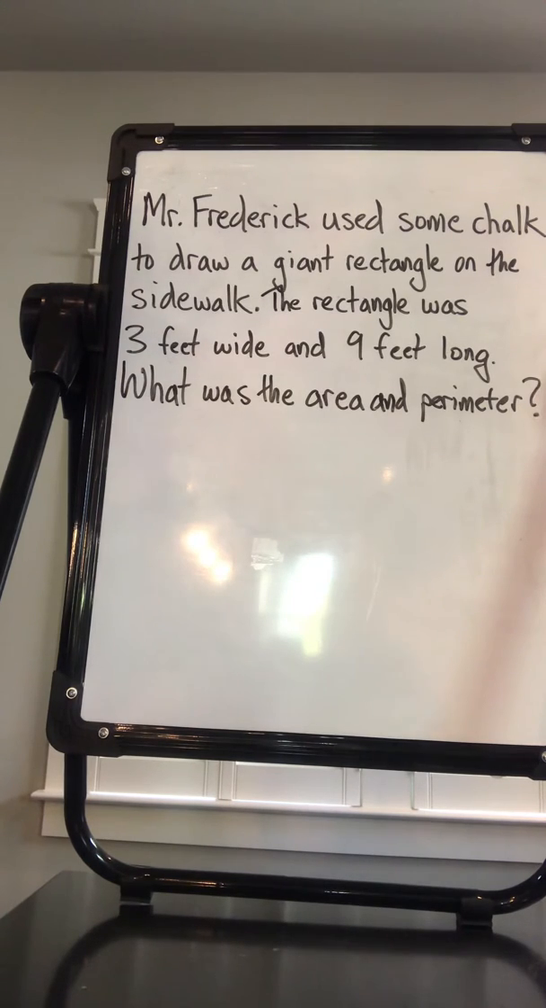I'll read it one more time. It said, Mr. Frederick used some chalk to draw a giant rectangle on the sidewalk. The rectangle was 3 feet wide and 9 feet long. What was the area and the perimeter? Go ahead and grab some paper and a pencil or a marker and get to work solving this problem. Pause the video until you're done and then hit play again, and I'll go through how to solve this so we can solve it together.